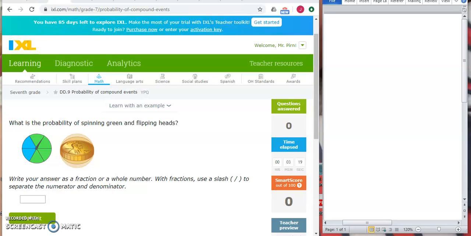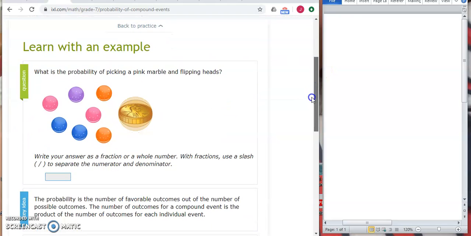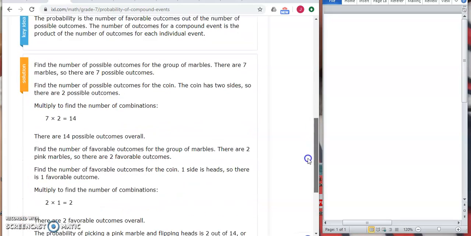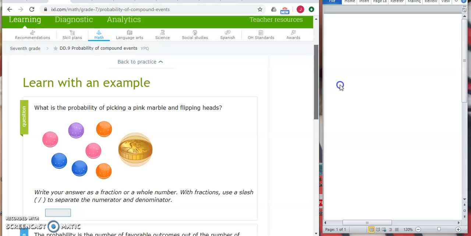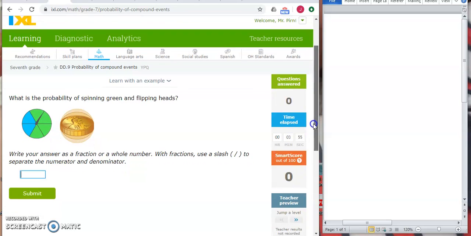Okay. So this first one here says, what is the probability of spinning green and flipping heads? And by the way, guys, see this button that says learn with example? Use these examples to help you out if you're confused. I'm doing a little video explaining how to do this, but if you want to be walked through more examples, they have a button for that. So keep that in mind. I'm going to explain it the way that makes sense to me, and hopefully it'll be good for you doing the assignment.